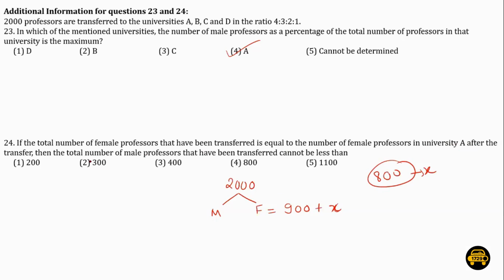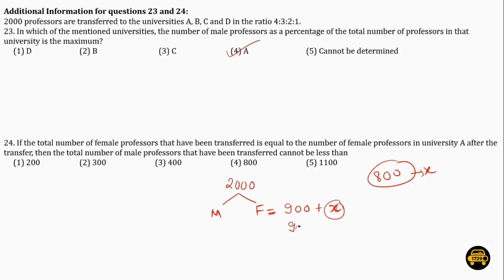So after the transfer, the total number of male professors that have been transferred cannot be less than what? We have to minimize the number of male professors being transferred here. To minimize the number of male professors being transferred, we have to maximize the number of female professors who were transferred. And to maximize the number of female professors being transferred, we have to maximize the value of X. Why? Because out of the 800 professors transferred to university A, if all 800 are females, that will maximize this value. This X is the number of female transfers. Once we have the maximum number of female transfers, the male transfers will automatically be minimum.